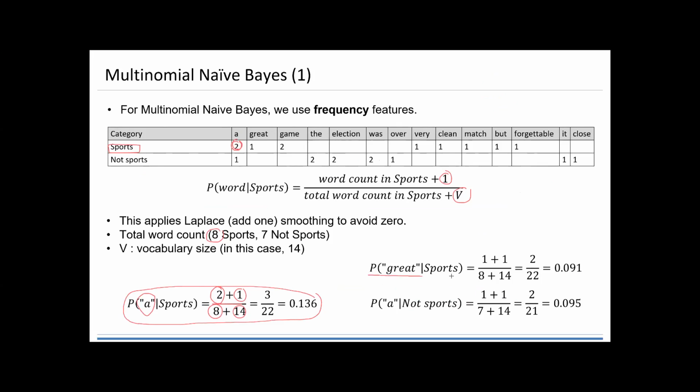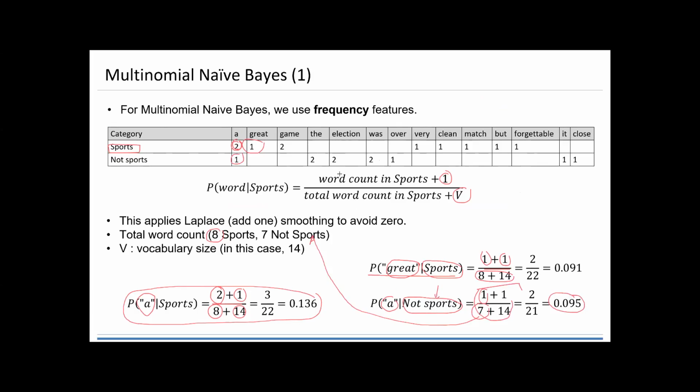The thing here is we can also calculate with another word, for example, "great". Okay. So "great", it is 1, plus 1 divided by 8 plus 14. Okay. So this is for sports. What about "a" in not sports? So for "a", this one is for not sports. Not sports has 7 total word count. So we put this formula and then we can get the value 0.095.